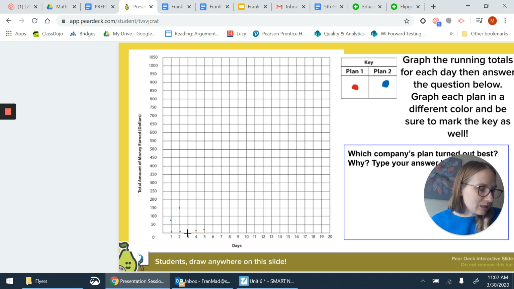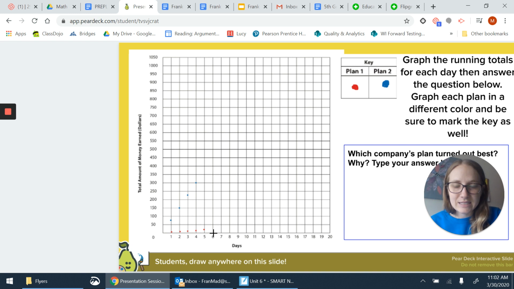On day 3, in his running total, he added another $75 to 150. So now I'm going to go up to 150, add 75 more dollars, which I know is going to be $225. Day 4, another $75 adding on to my 225 is going to be right at an even 300.